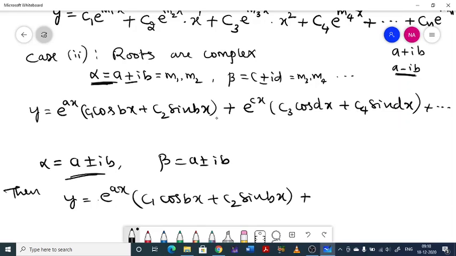Next, this is the repetition. So to mention the repetition, x into e power ax times c3 cos bx plus c4 sin bx. So this is the way of writing the solution in the case of homogeneous PDE. With this basic, in the next video we shall discuss problems on solution of homogeneous PDE.